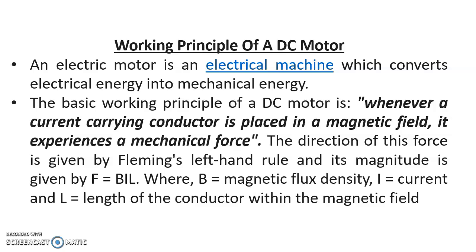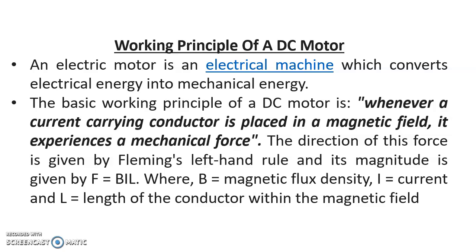Why will it experience a mechanical force? A current carrying conductor is nothing but an electromagnet. When an electromagnet is placed in a magnetic field, what will happen? Either north and north get repelled or north and south get attracted. The net result is mechanical force, force of attraction or force of repulsion, isn't it? That's what is meant in the statement. The direction of this experienced mechanical force is given by Fleming's left-hand rule.